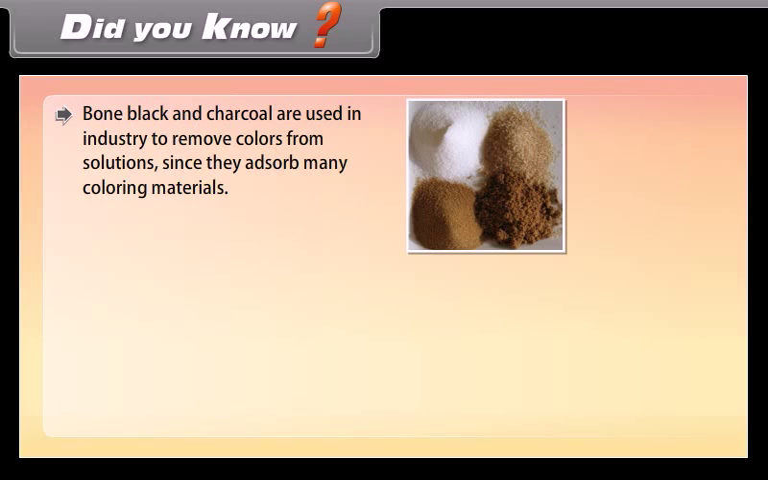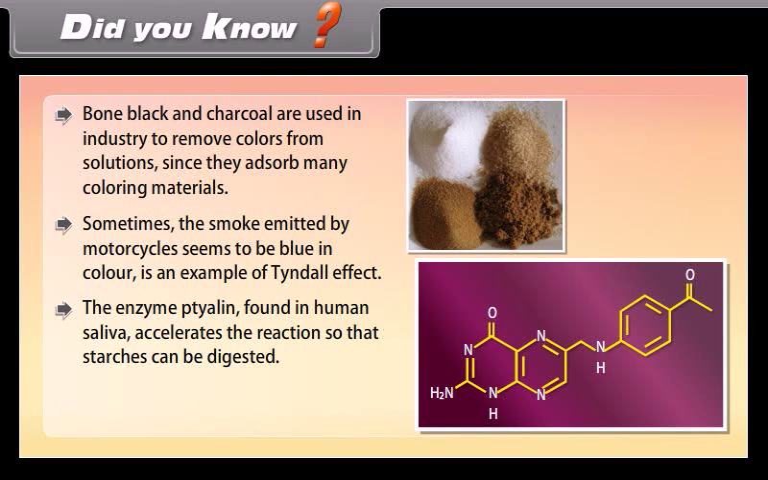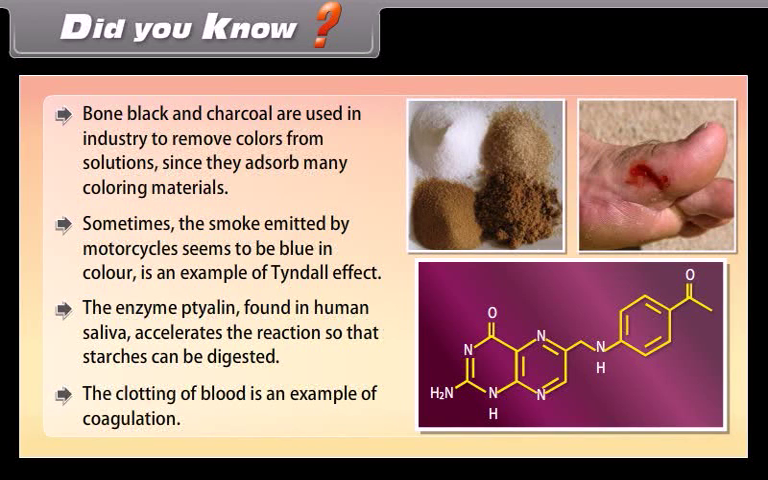Did you know? Bone black and charcoal are used in industry to remove colors from solutions since they absorb many coloring materials. Sometimes, the smoke emitted by motorcycles seems to be blue in color, which is an example of Tyndall Effect. The enzyme ptyalin, found in human saliva, accelerates the reaction so that starches can be digested. The clotting of blood is an example of coagulation.